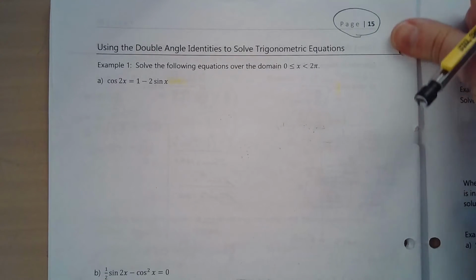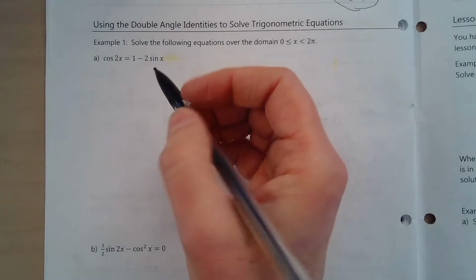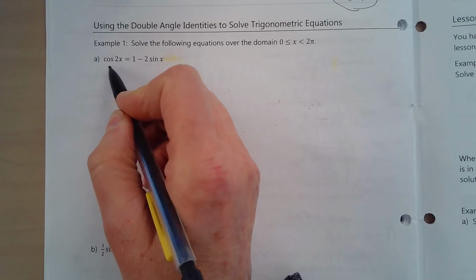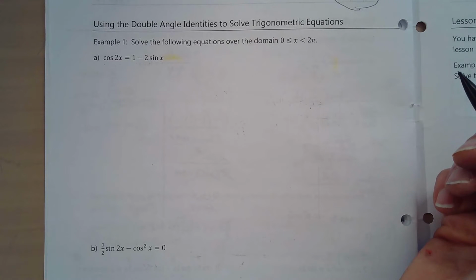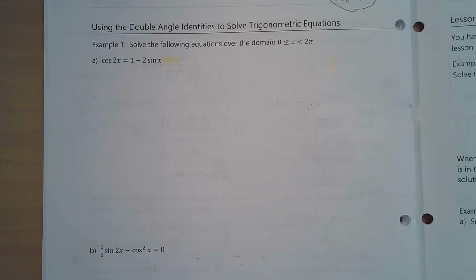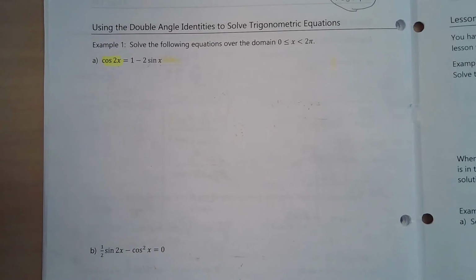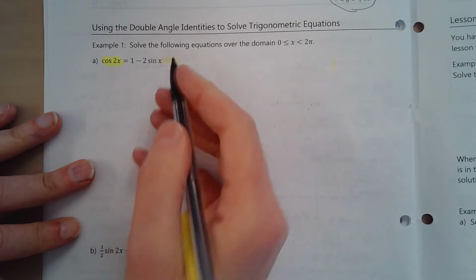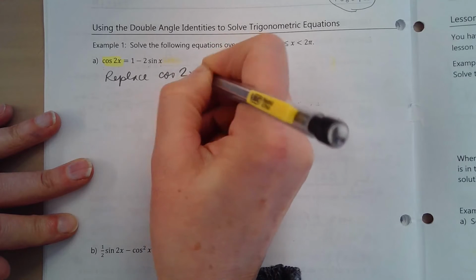It kind of ties into what I want to do. So using double angles, we've got double angles to solve identities. This is a bit of a repeat. So I have cos 2x equals 1 minus 2 sine x. So what am I going to replace here? Cos 2x, right? And the reason is because I have mixed terms, not like terms. So replace cos 2x with an identity.